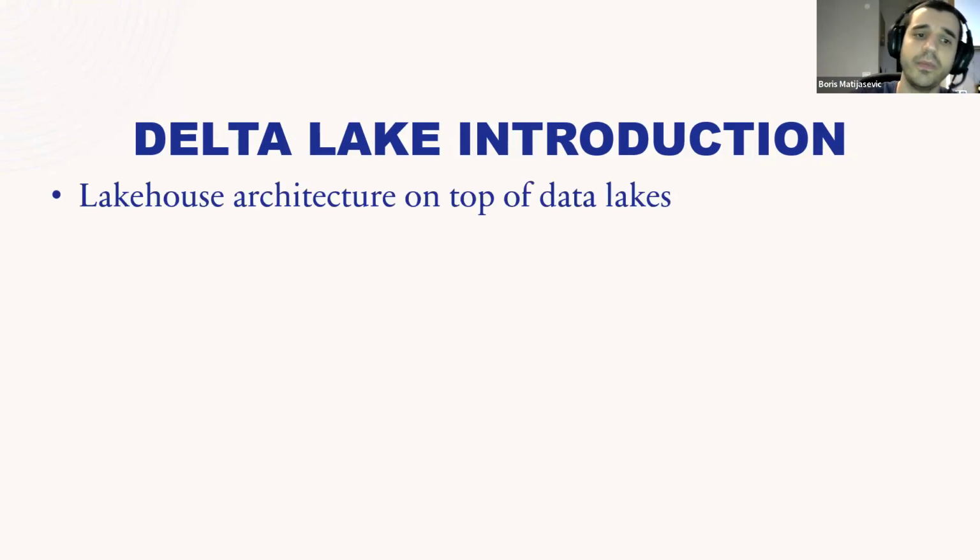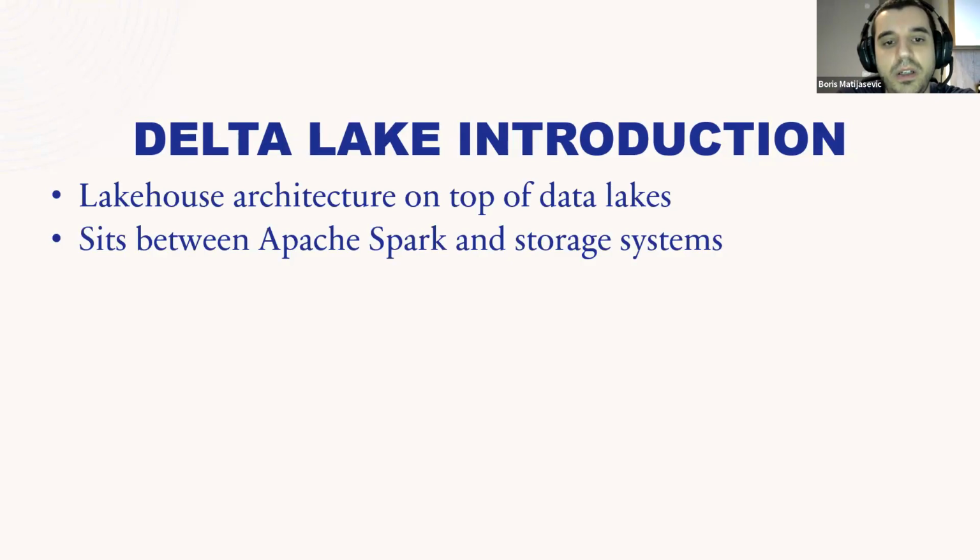So lakehouse is a hybrid solution which merges some of the ideas of plain good old data lakes and data warehouses. I like to say that it takes both of these worlds and mashes them together. And this is where Delta Lake comes in. Delta Lake especially enables this kind of architecture. So delta lakes sit on top of our data lakes and between Apache Spark and these storage systems.